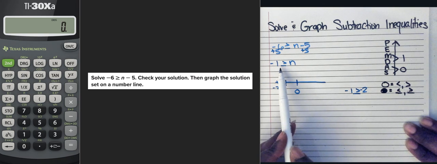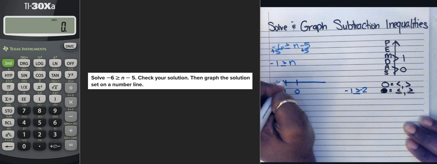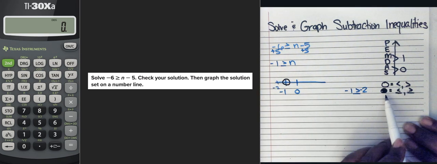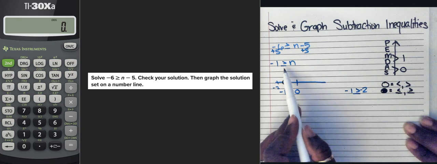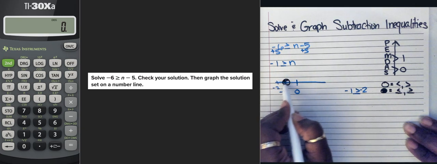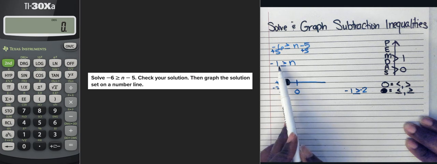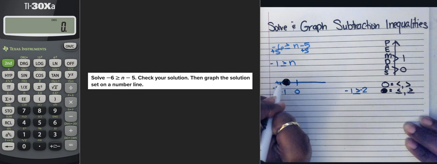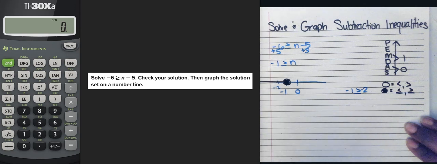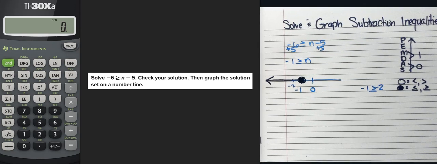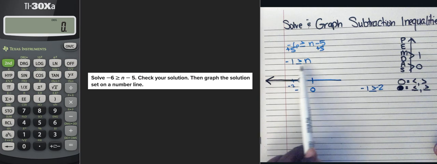First, we need to figure out where our circle needs to be. We have -1, so I'm going to put my circle over -1. Is that an open circle or closed circle? It includes -1, so I'm going to shade that in. Where would I find all the values where n is less than -1? All the values that will make this a true statement are going to move to the left. So this is what our answer would look like, to show that all the values that will make this a true statement are to the left of -1.